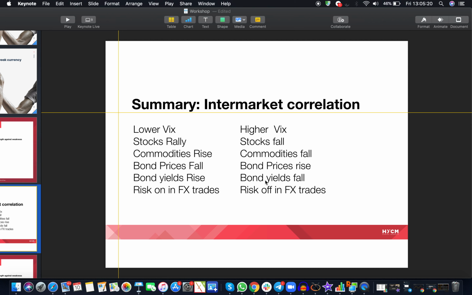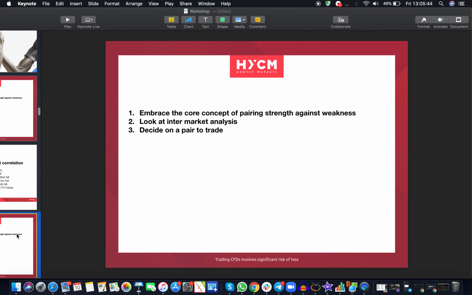Now that gives us some good clues, because in a risk-off market, we know that the high beta currencies like the Australian dollar, New Zealand dollar, and Canadian dollar tend to lose value. Whereas the safe haven currencies like the Swiss franc, the Japanese yen, and at the time of speaking, the US dollar, tend to increase in value. So straight away, we can see that this gives us some important clues about which currencies to trade. We now need to decide on a pair to trade.